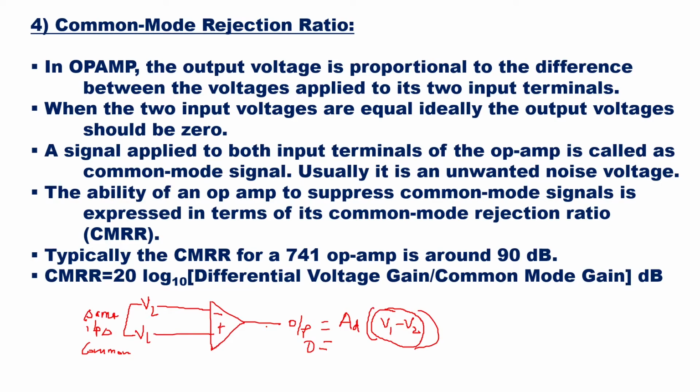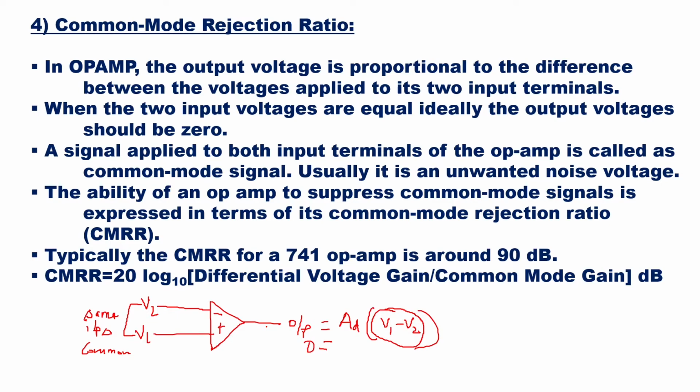So any common input to both the inverting and the non-inverting terminals, if the inputs for the inverting and non-inverting are the same, then the output will be 0. This is the ability of the op-amp, because it rejects common signals.